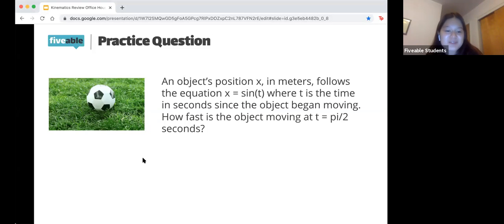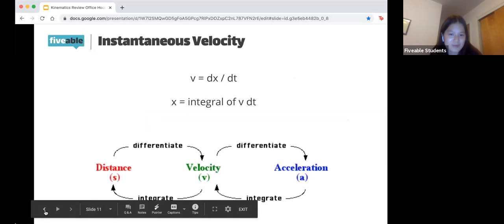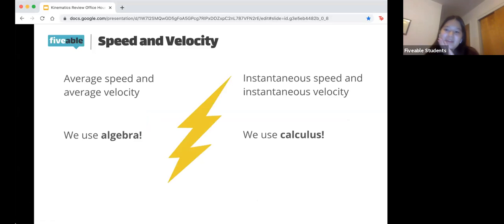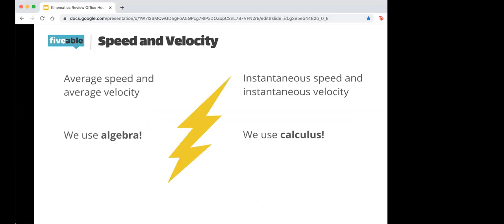Actually, hold on, I have a cute slide about that. Oh, not this one. Ta-da! I created a cute little comparison of when you use algebra and when you use calculus, because that is a question people usually ask.